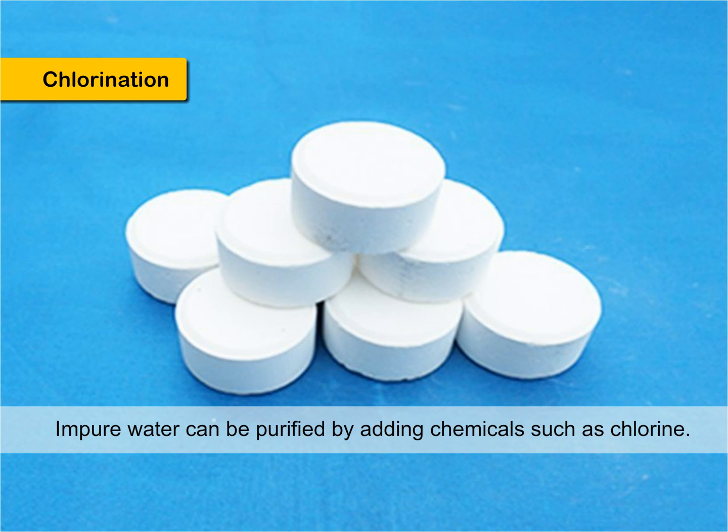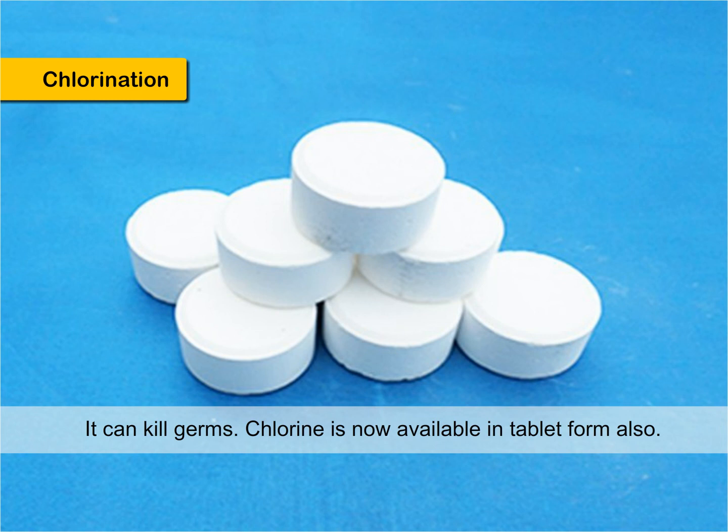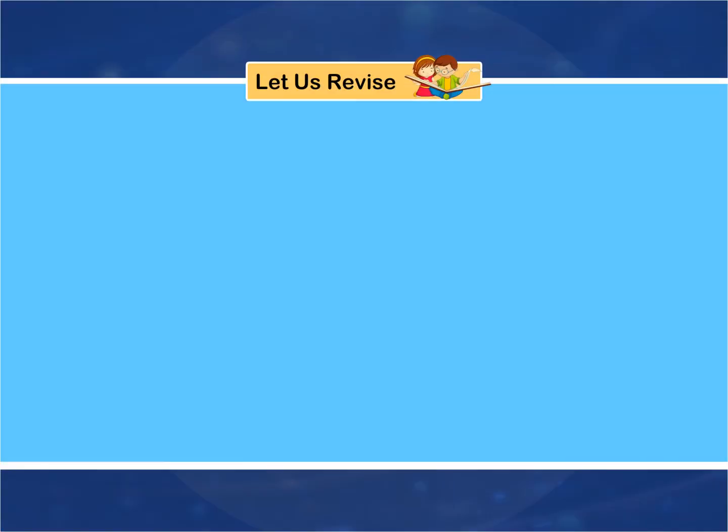Chlorination. Impure water can be purified by adding chemicals such as chlorine. It can kill germs. Chlorine is now available in tablet form also.